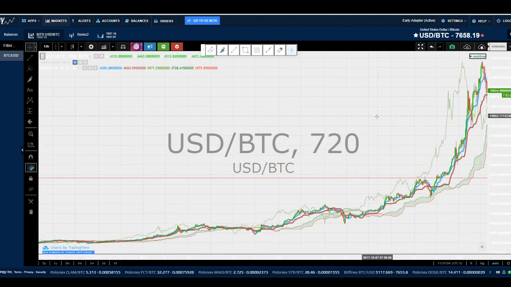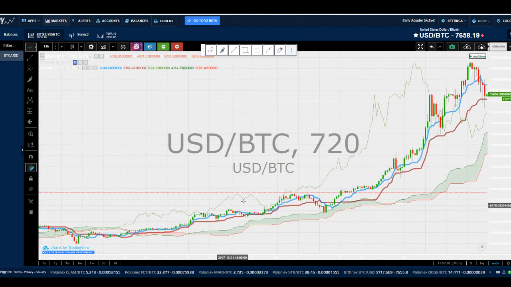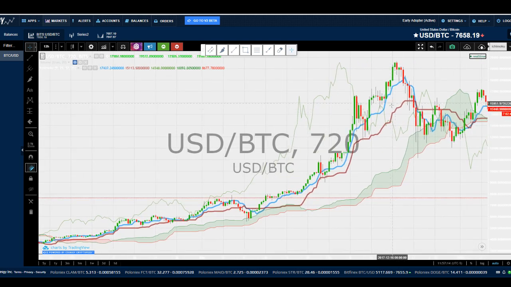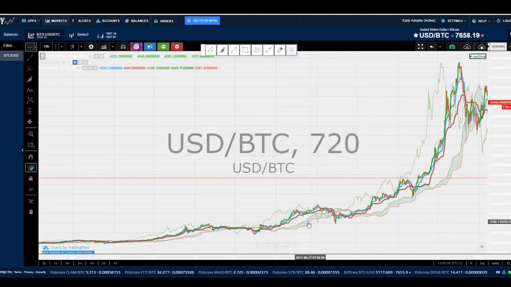Now, when I zoom in on this, of course, we're expecting that it did cross over more often, but it's really key to see that this blue line stayed above the red line throughout the majority of the whole entire trend. There's a few times it crossed over, but when it does cross, it's quite an important indicator of which direction we're going, especially if we're above the cloud.